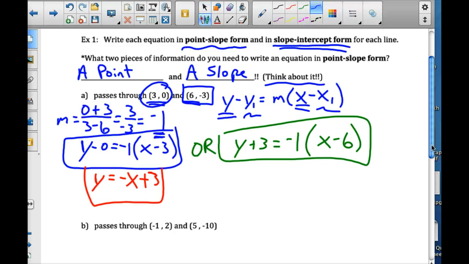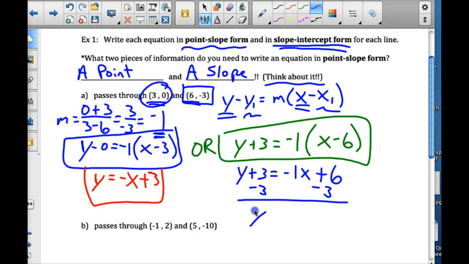Nika, talk me through the right side, please. Okay. You subtract 3 from both sides. Not yet. We got to distribute that -1 first. Negative 1x plus 6. And then subtract 3. Y equals -1x. Y equals, can I just write negative x? Yeah. Plus 3.